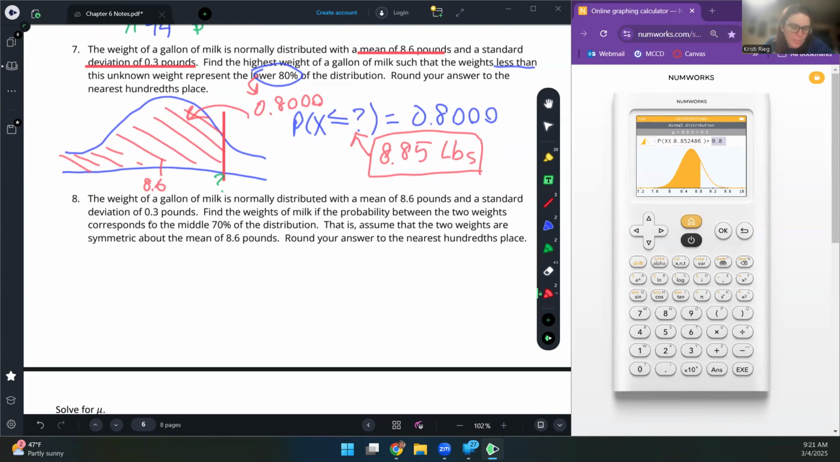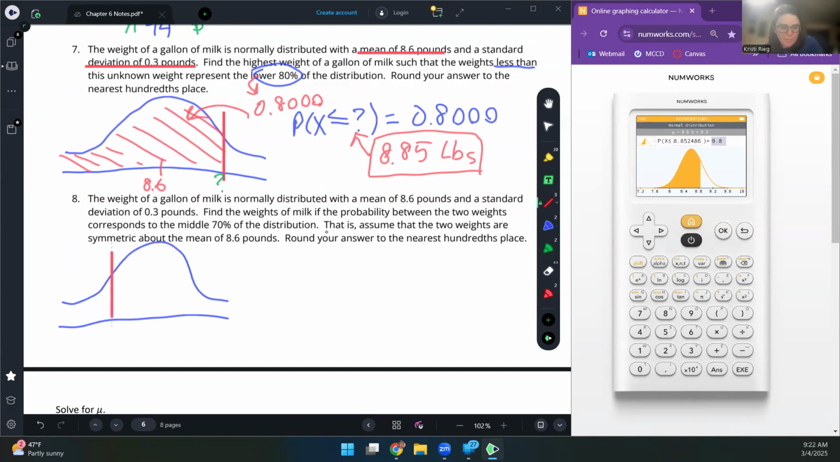Okay, last one, the weight. Oh, look at us with our milk. Same thing: find the middle 70%, the metric about the mean. Okay, as a reminder, metric about the mean is nothing scary. It's just exactly what we want to get for our calculator.